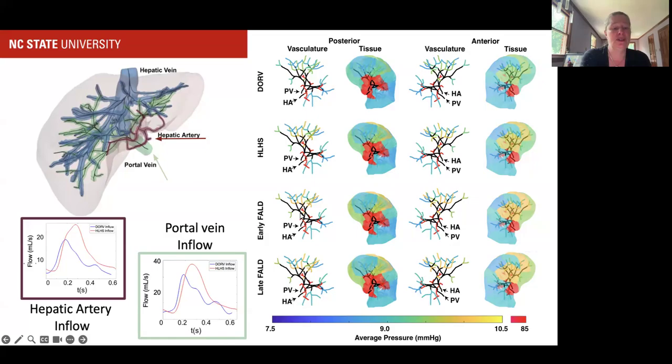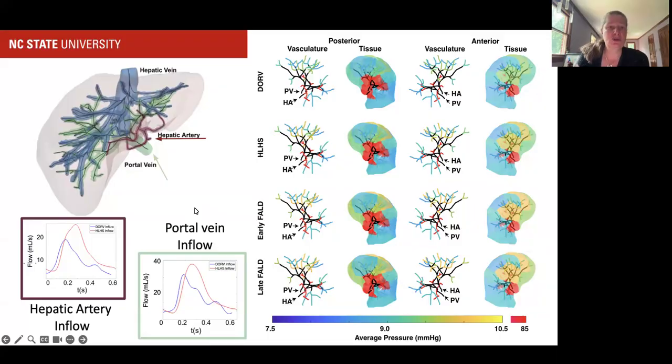And again, we saw that the HLHS patients did not have nearly as good predictions of pressure as the DORV patients. And this study is the one we are currently working on extending to understand what happens in these dogs, which are born with portosystemic shunts, which basically means that they don't have flow going into the liver from this vessel, but it goes around.